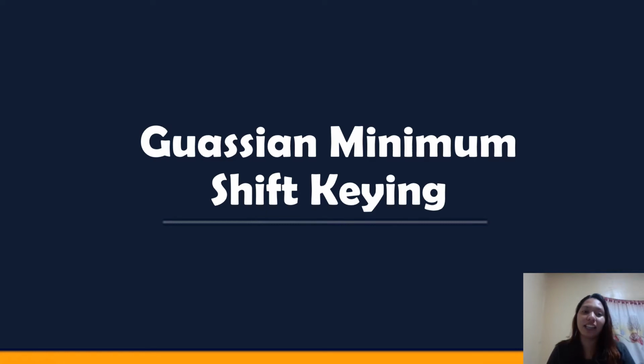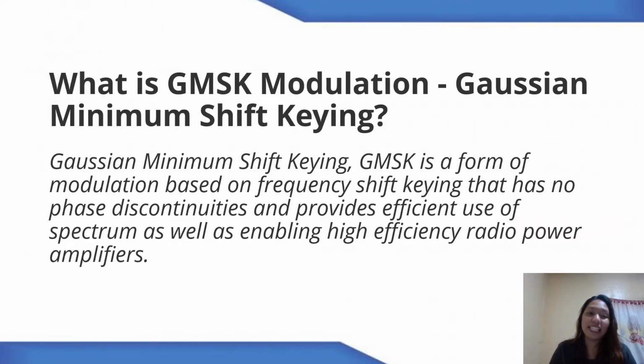ECE 23 entitled Gaussian Minimum Shift Keying. What is GMSK modulation or Gaussian Minimum Shift Keying? Gaussian minimum shift keying or GMSK is a form of modulation based on frequency shift keying that has no phase discontinuities and provides efficient use of spectrum as well as enabling high efficiency radio power amplifiers.